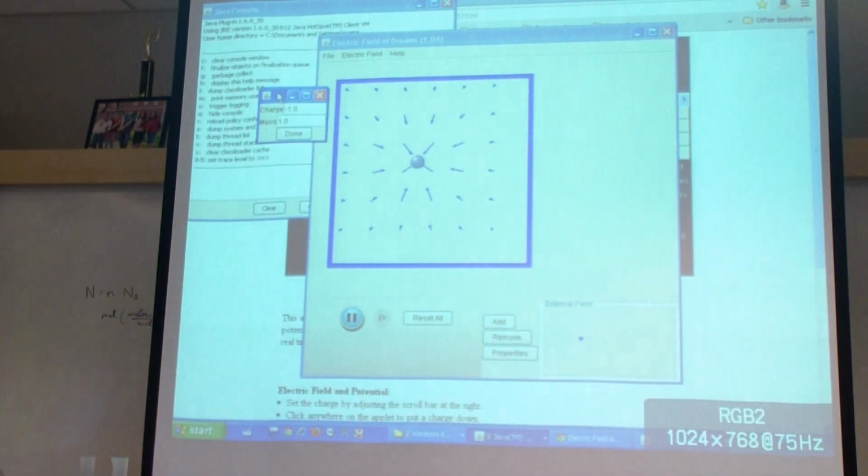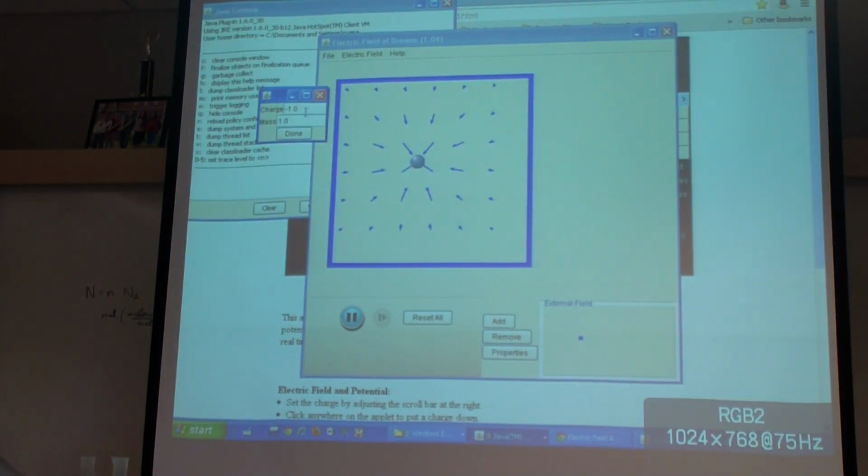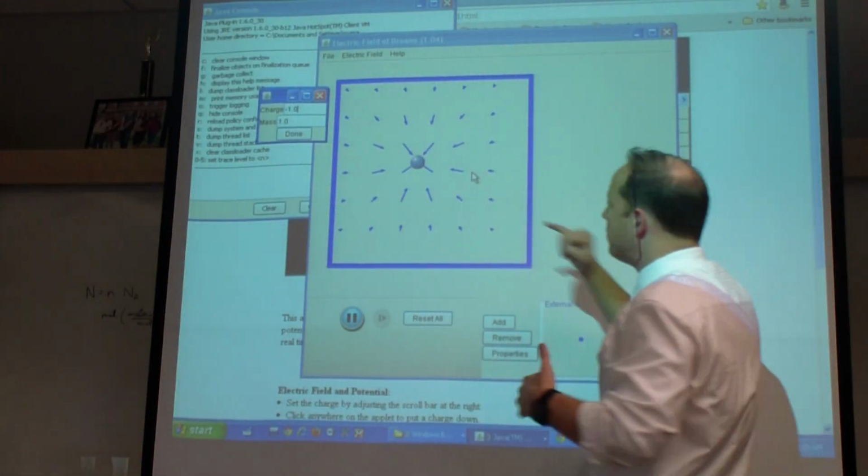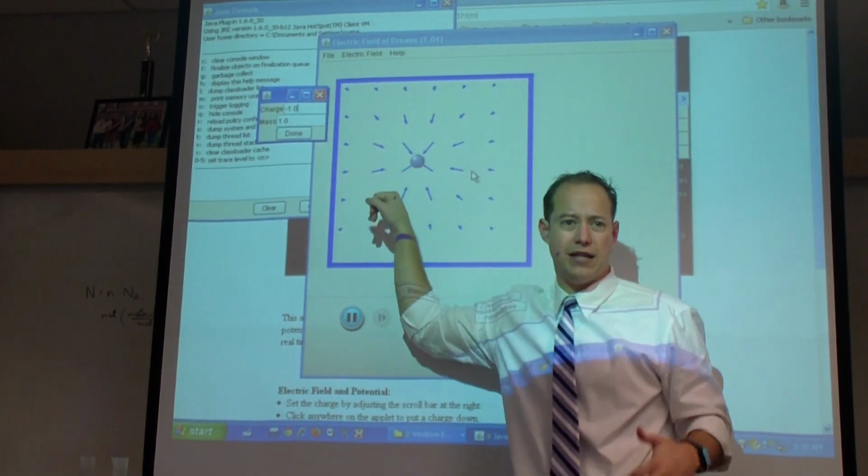So, really quickly, over here, you see this is a charge of -1, and you see the arrows are pointing toward it anywhere in space. This is the idea. A charge occupies some space, and what it does is it warps and changes the entire space around it. These vectors are pointing directly toward that charge.